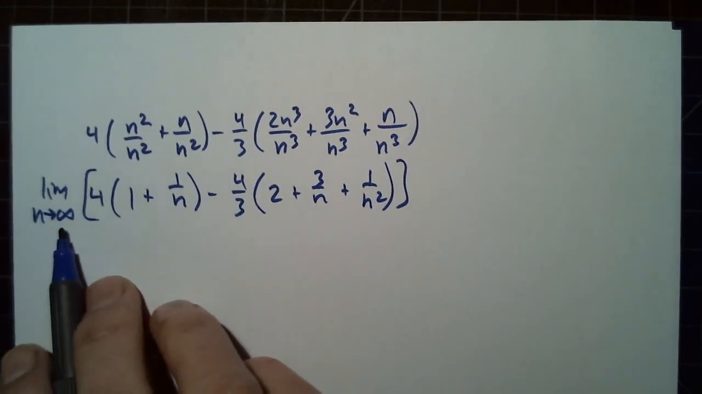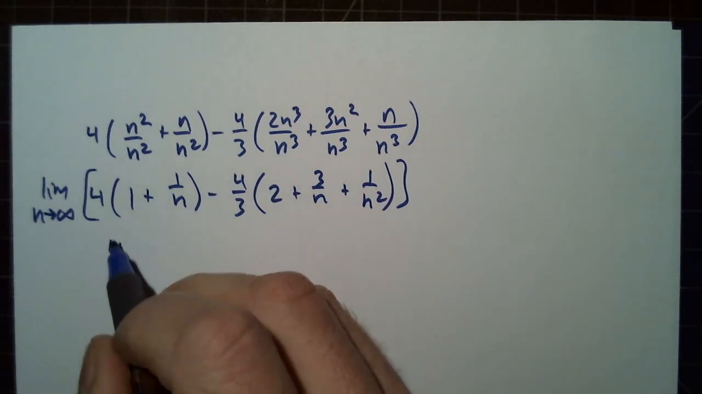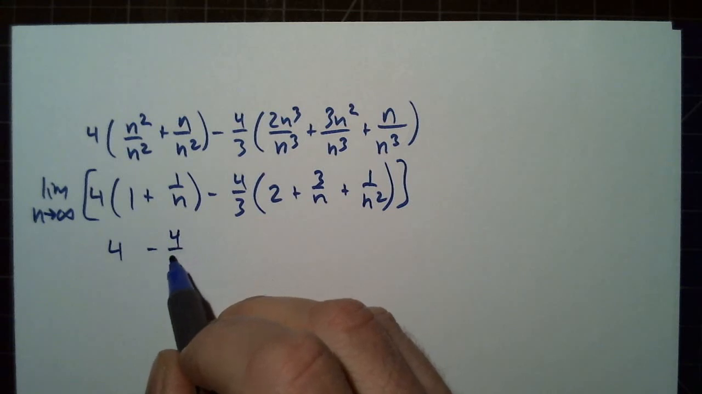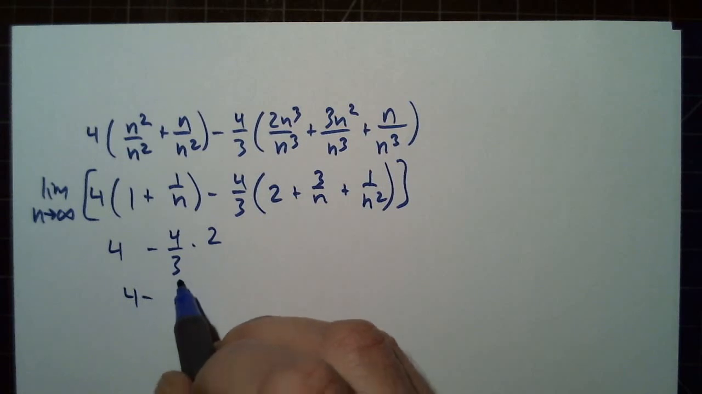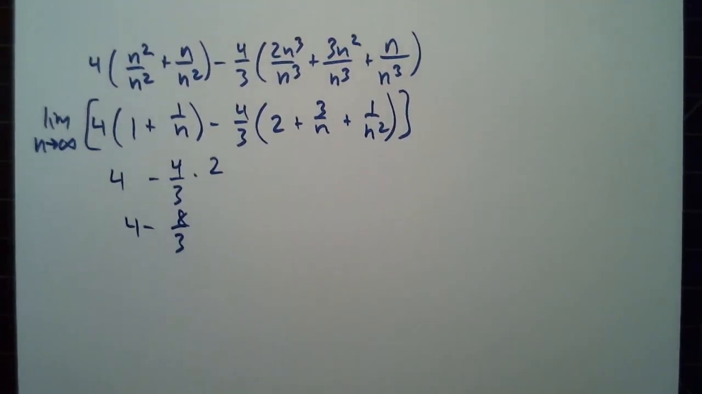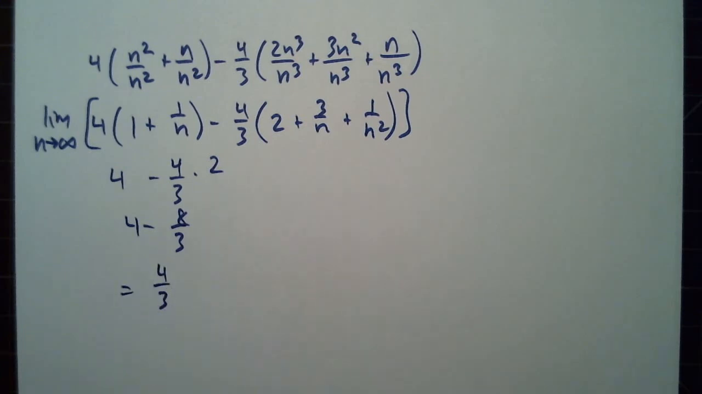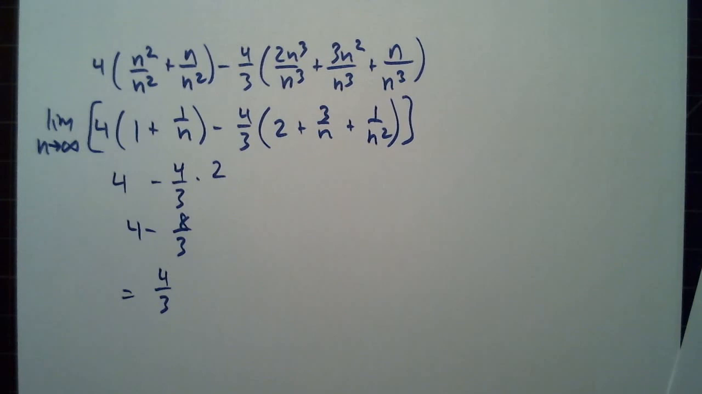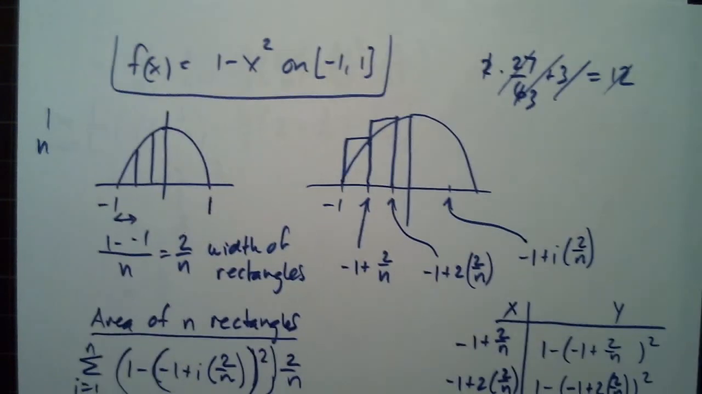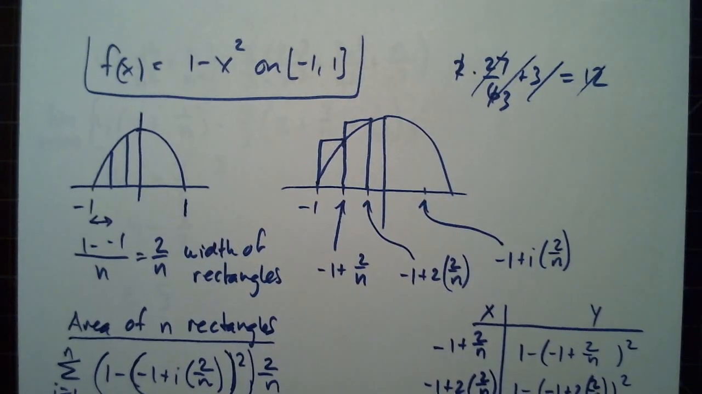All right, so as n goes to infinity, that's 0, 0, 0. And we have 4 times 1 minus 4 thirds times 2. 4 minus 8 thirds. And that will be 4 thirds. So the exact area under the graph is 4 thirds. No more approximations because we used infinite rectangles. So the area under the curve is 4 thirds.